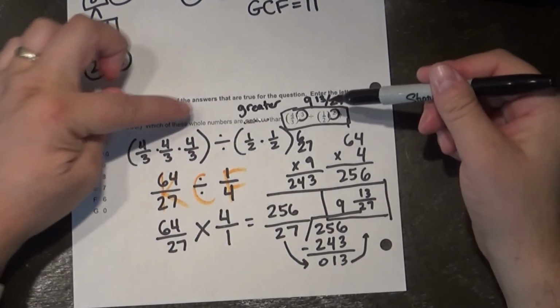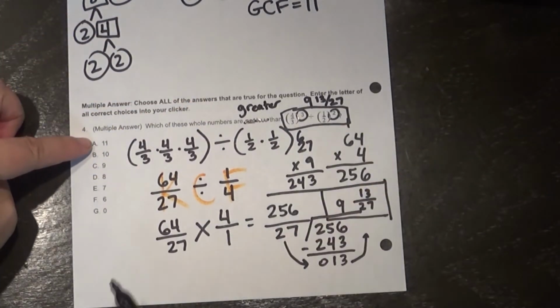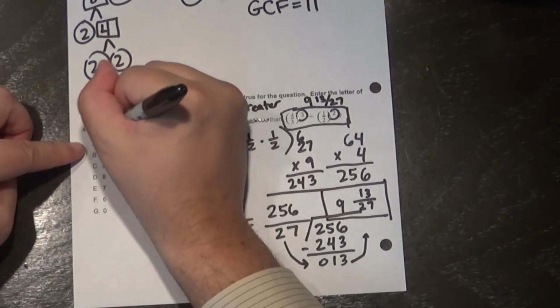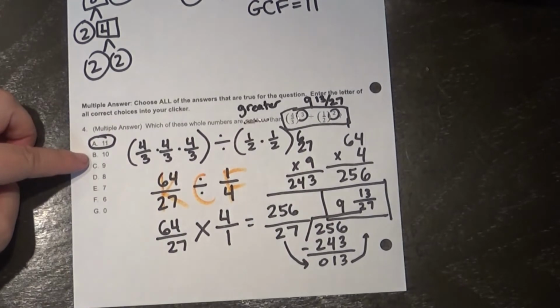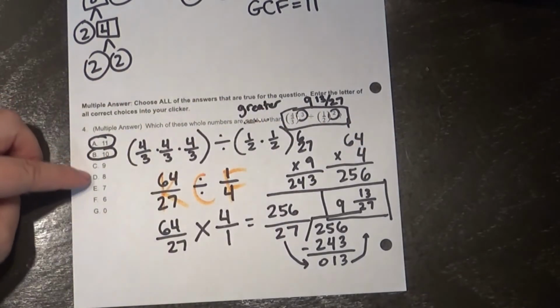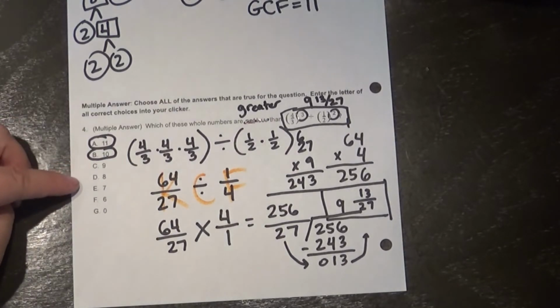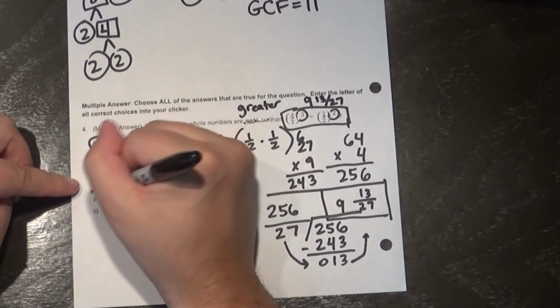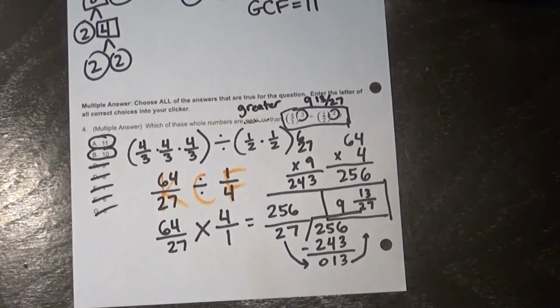So now I just ask myself that question. Is 11 greater than 9 and 13 27ths? I would say, yes, it is. Is 10 greater than 9 and 13 27ths? Why, yes. Yes, it is. Is 9 greater than 9 and 13 27ths? I'd say, no, it's not. And 8 would not be, and 7 and 6 and 0, those would all be smaller. They would be less than 9 and 13 27ths.